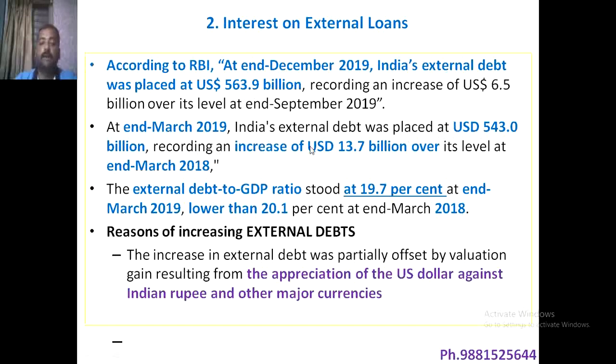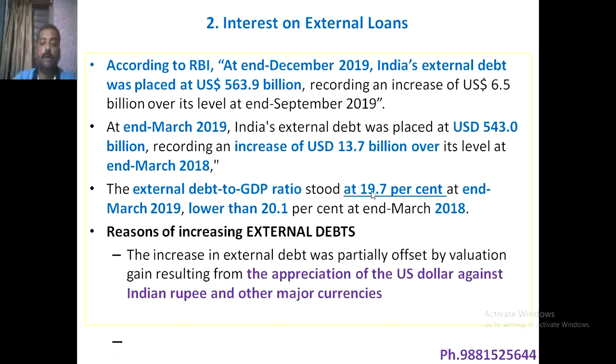Here there was a 13.7 billion increase in one year, and then in a few, six to seven months, it increased by nearly 20 billion dollars. Now, as I told you, the external debt to GDP ratio stood at 19.7%, or one fifth of our GDP. The load of the external debt is one fifth of our GDP.